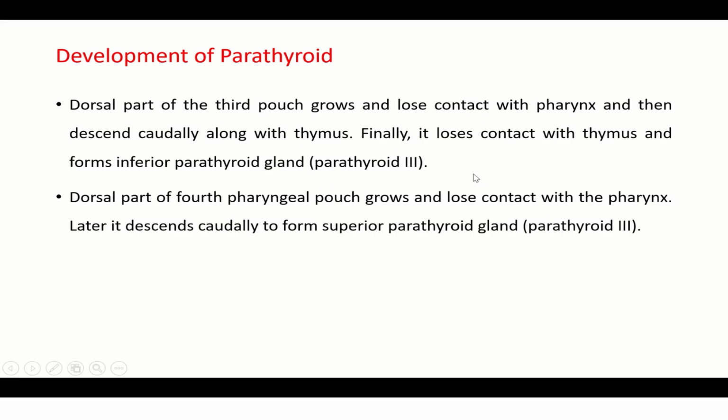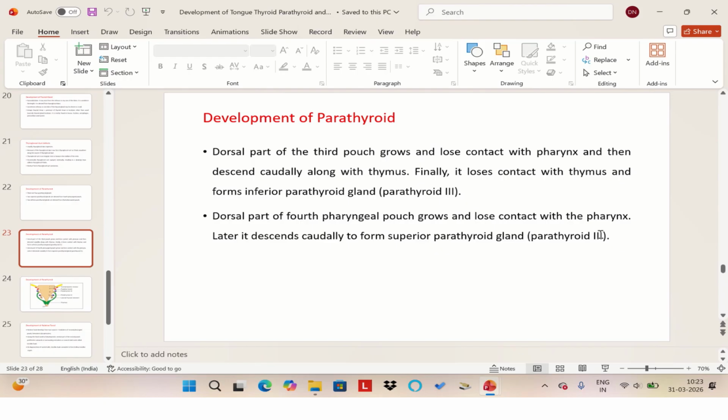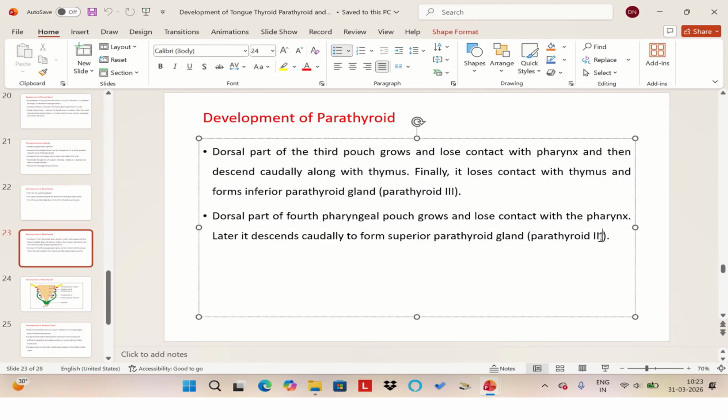This is parathyroid 3. And the dorsal part of the 4th pouch grows and loses contact with the pharynx. Later, it descends caudally to form the superior parathyroid. So from the 3rd pouch develops parathyroid 3, or the inferior parathyroid gland, and from the 4th pouch develops parathyroid 4, or the superior parathyroid gland. This is parathyroid 4.